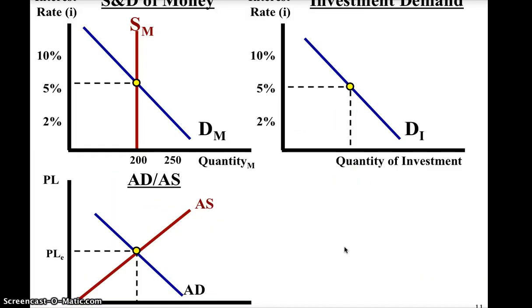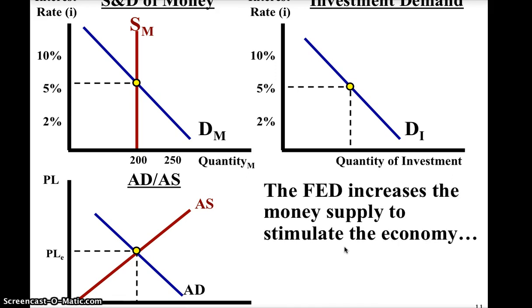So we can show this on 3 different graphs, and I have a video later that takes us through a recession and a period of inflation to sort of show this even further. But these are the graphs that are sort of linked together that cause the change. So let's say that the Fed increases the money supply to stimulate the economy. So assume that we are in a recession.